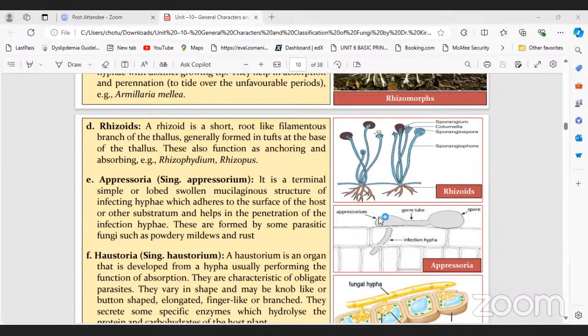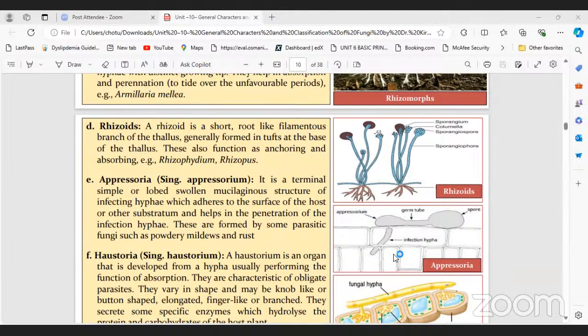It is a terminal, simple or lobed swollen mycelial structure of infecting hyphae, which adheres to the surface of the host or other substratum and helps in the penetration of the infection hyphae. See, you can observe how the infection hyphae penetrate other cells and bodies. See, this part where my arrow mark is there, that part is the infection hyphae.